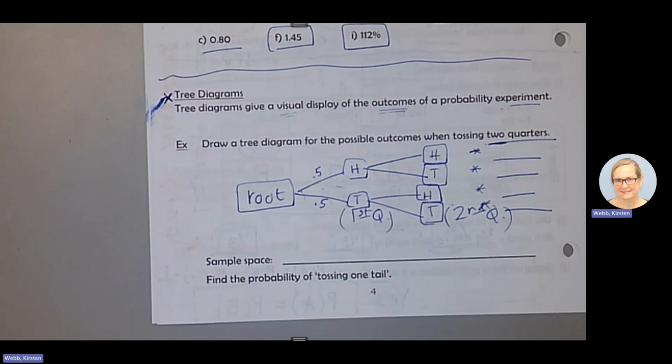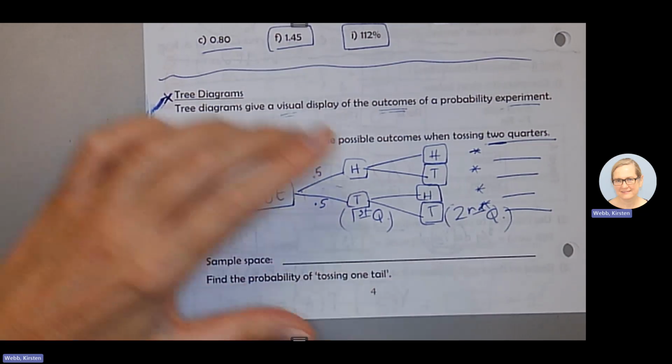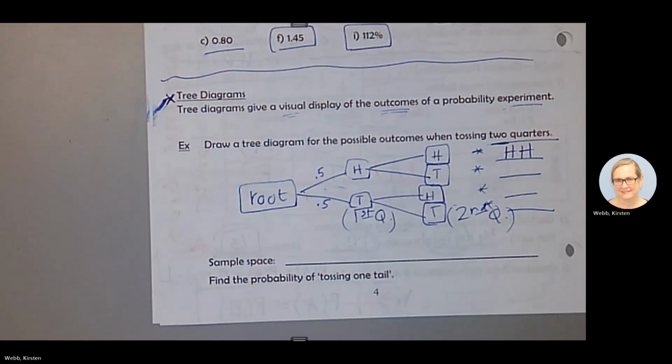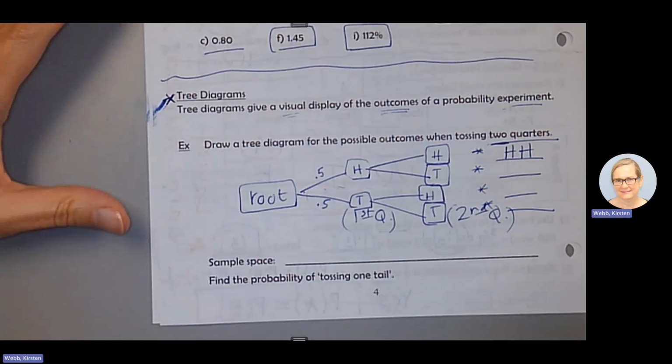Let's think about what it would take to get to each one. Like, what's the path that brings us to this endpoint? First quarter was heads, and the second was also heads. So heads and heads. And then let's think about our next endpoint and what path it would take to get there. That would be first quarter heads, second quarter tails. So heads and then tails.